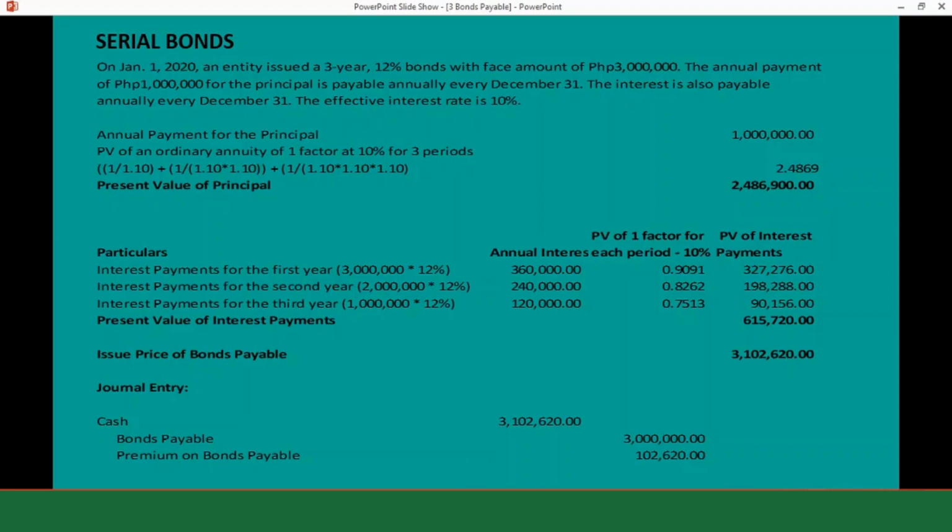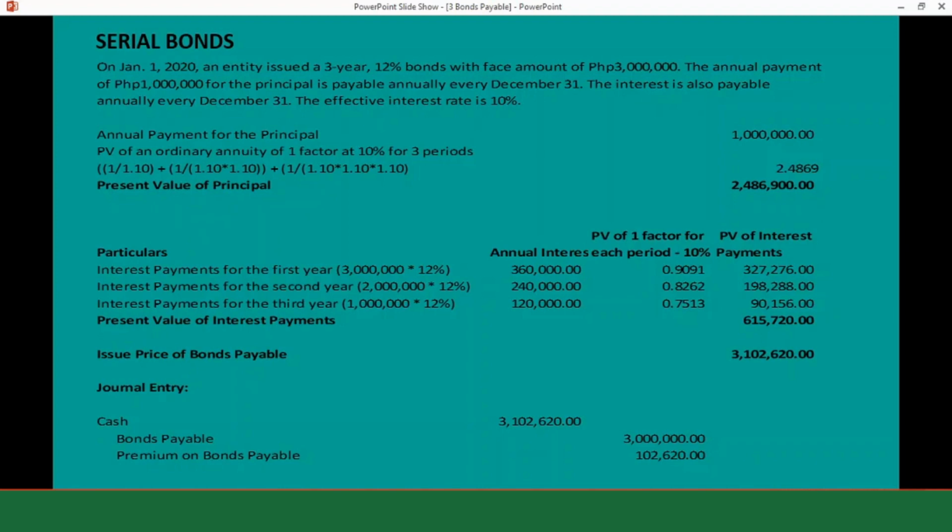Okay, so 1 divided by 1.1. So that would be 0.9091. Okay, kung hanggang 4 decimal points lang for the first period. So yun yung ita-times mo sa 1 million. Then equal sign again, 0.8264. Yan ita-times mo ulit sa 1 million para dun sa second payment. Equal sign ulit, 0.7513, yan ita-times mo sa last payment, sa 1 million. Okay, kasi tig-1 million yan kada taon.